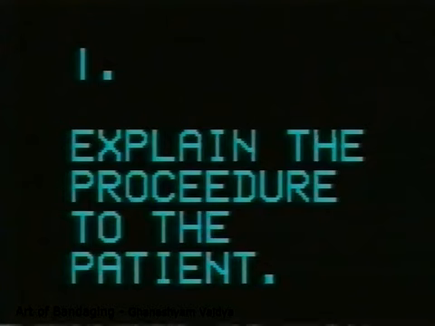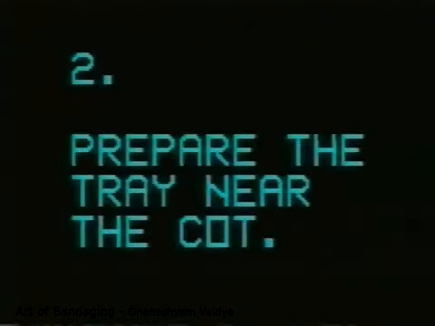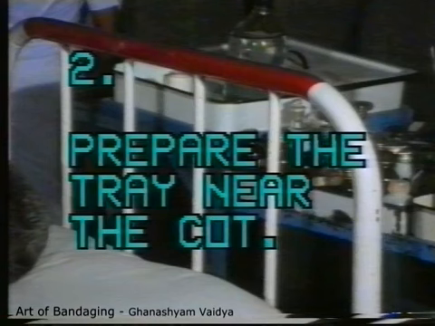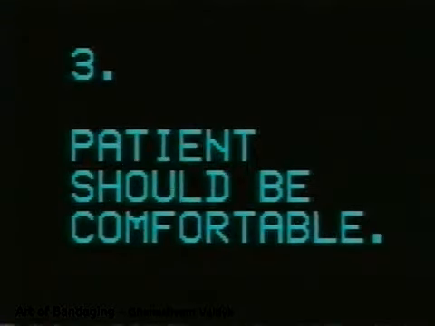Now let us study the general rules of the art of bandaging. First, explain the procedure to the patient to relieve his anxiety and ensure cooperation. Then collect all the required equipment near the patient on a trolley or a tray. It should include all dressing materials, kidney tray, bandage rolls of different sizes, scissors, and adhesive plaster. The patient should be in a comfortable position during bandaging, and the injured area should be well supported and in the position that is to be maintained.